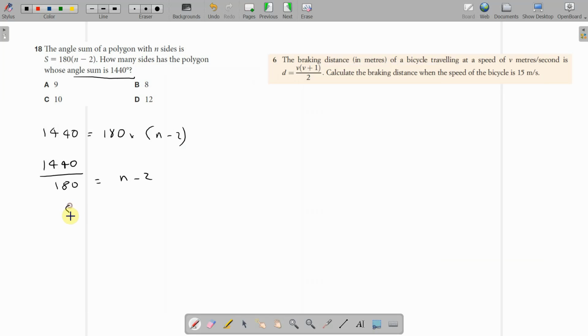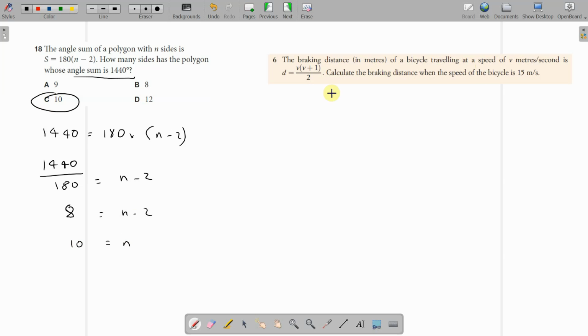8 equals n minus 2. Oh, that means 10 equals 10. There it is. This one here is another substitution, but I think that's probably easier, this one. Braking distance of a bicycle travelling at that speed is, using that formula, calculate the braking distance when the speed is 15.